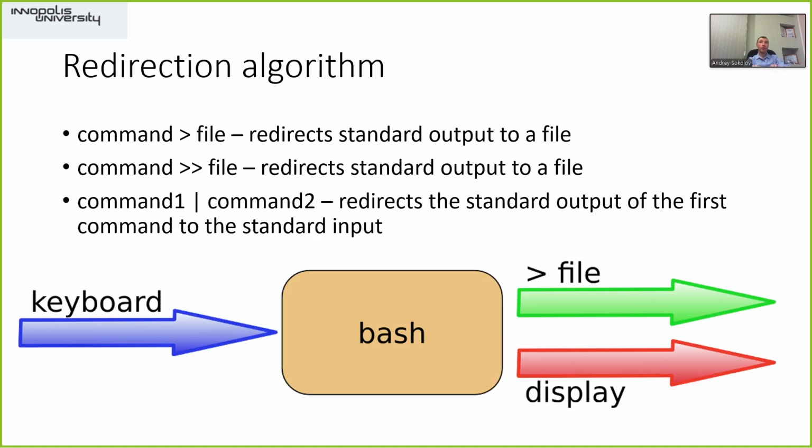Command > file directs standard output to a file. The contents of the existing file are deleted. Command >> file redirects standard output to a file. The stream is appended to the end of the file. Command 1 | command 2 redirects the standard output of the first command to the standard input of the second command, forming a pipeline of commands.